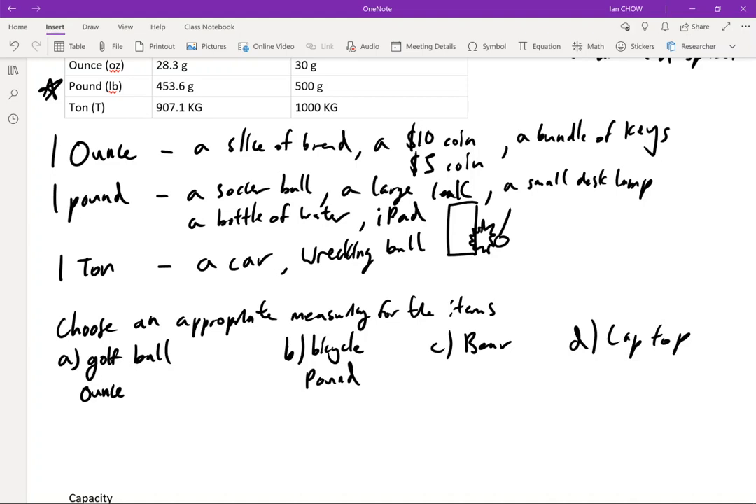A bear. How heavy is a bear? A bear is super heavy. Would it be up into the ton? I'm not too sure. I'm actually going to quickly look up the average weight of a bear. Let me just quickly see.